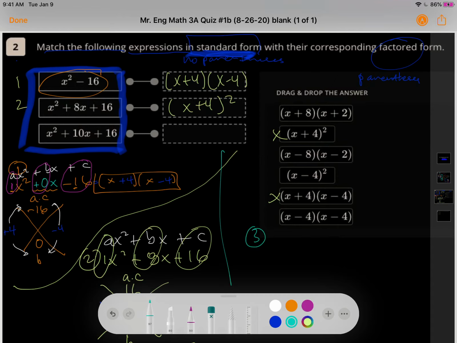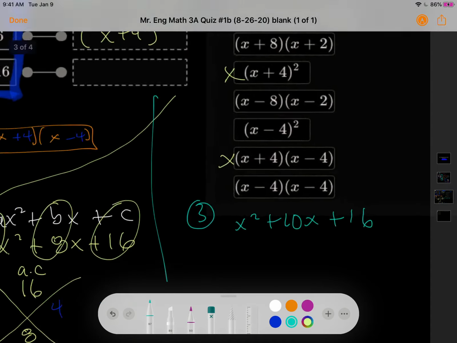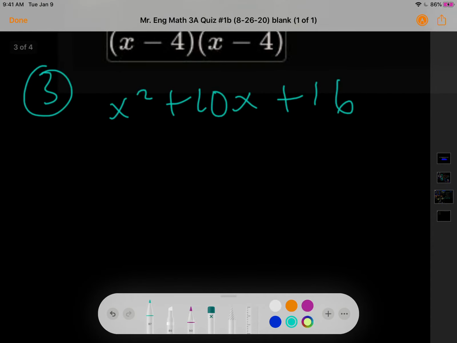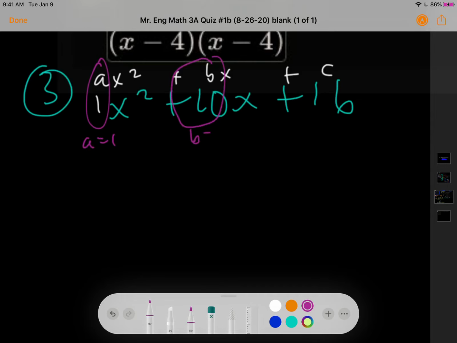Question number 3. X squared plus 10x plus 16. Some of you guys can do this in your head. That's great. Ax squared plus bx plus c. That means my a value is in front there. There is no number. Put a number there. You get 1. A is equal to 1. B is equal to 10. And C is equal to 16.